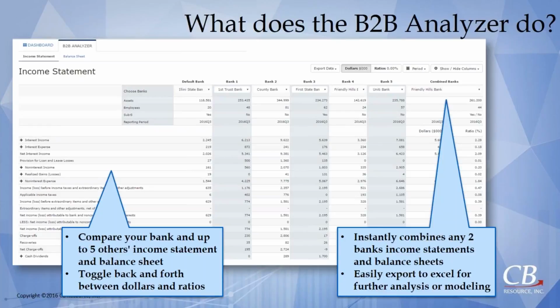So you get side-by-side perspective in both dollars and ratios. You can select the period you want to look at, and if you're really interested in a particular bank, you can even drop a bank in the combined section and do some modeling with that.